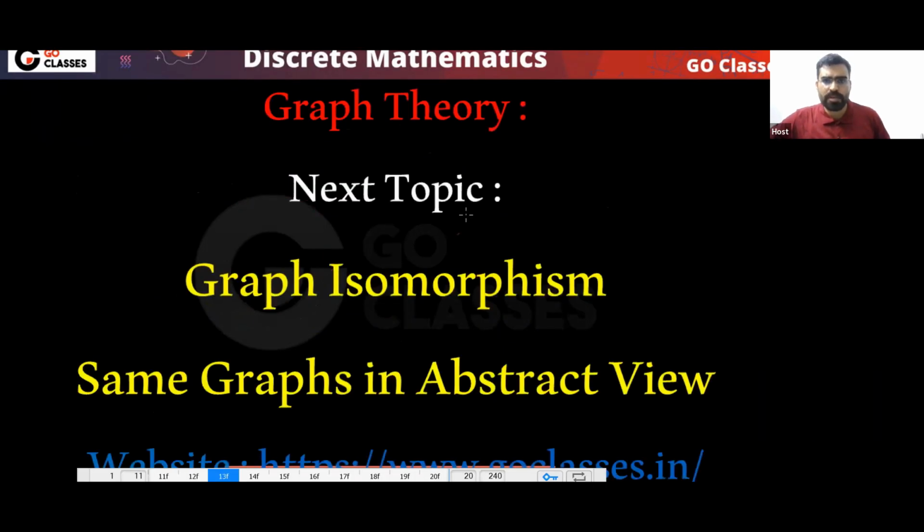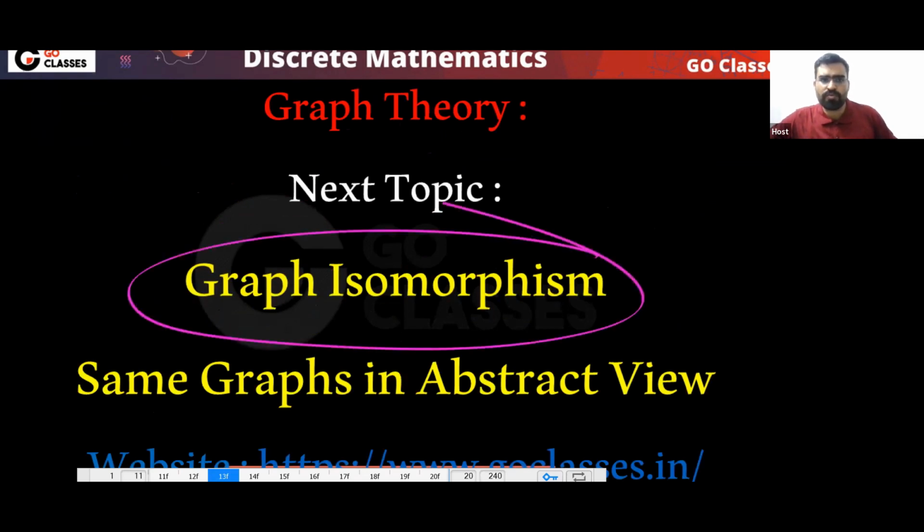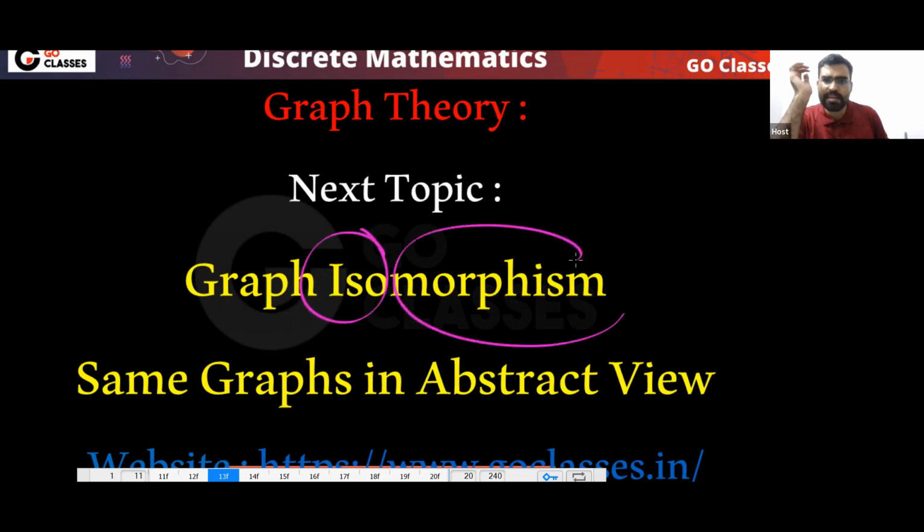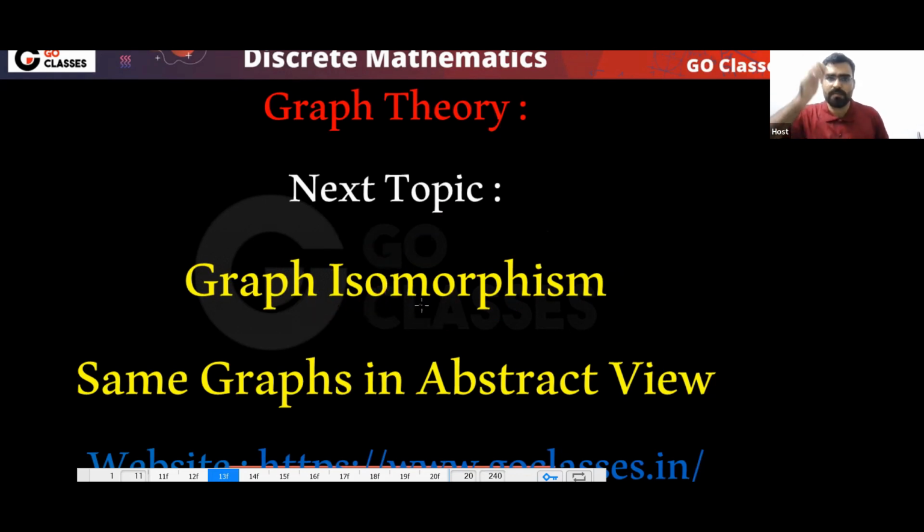Now let's see the next topic, that is graph isomorphism. What is the definition of graph isomorphism? Remember this word in any field, whether you study physics, chemistry, mathematics, whatever you study. This word, isomorphism, will always mean that they are almost the same, the same structure. Isomorphism means same structure.